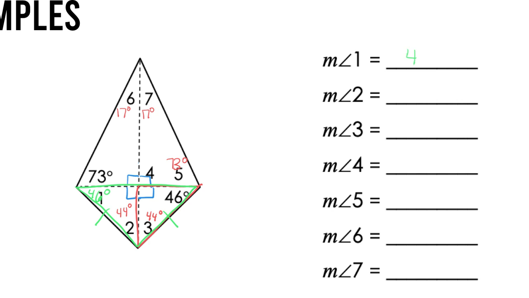So we had angle 1 was 46 degrees. Angle 2 was 44 degrees. Angle 3 was 44 degrees. Angle 4 was 90 degrees. Angle 5 was 73 degrees. Angle 6 is 17 degrees. And angle 7 was 17 degrees.